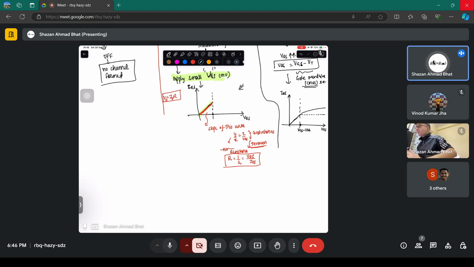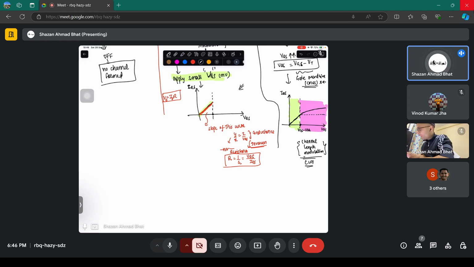There is a reason, called channel length modulation. We will study it later. What is CLM? We will study about it. But it almost saturates and starts to look like this particular value. Now that is the fundamental thing about this. So you have this particular region, and then you have this particular region, of the current operation in the MOSFET.